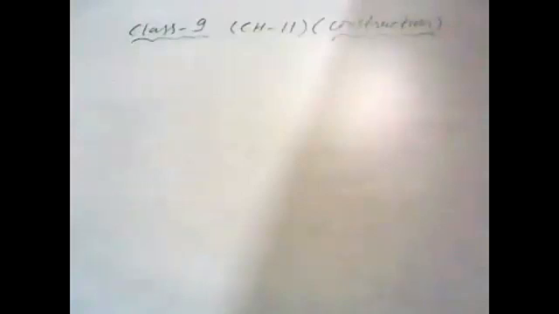Yes or no? So here in this chapter, we will discuss the justification of the constructions and how we bisect the angle and how we justify the angle bisector and the perpendicular bisector of a given line segment. Understand? So start with one example.